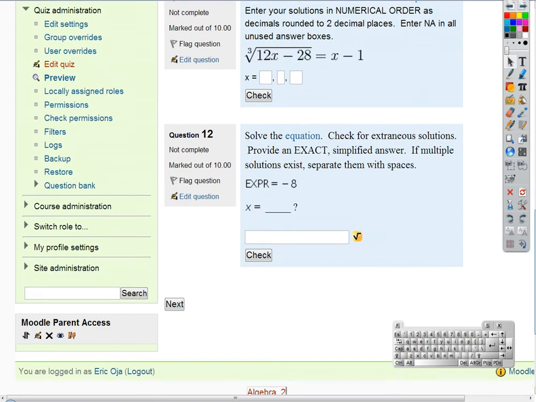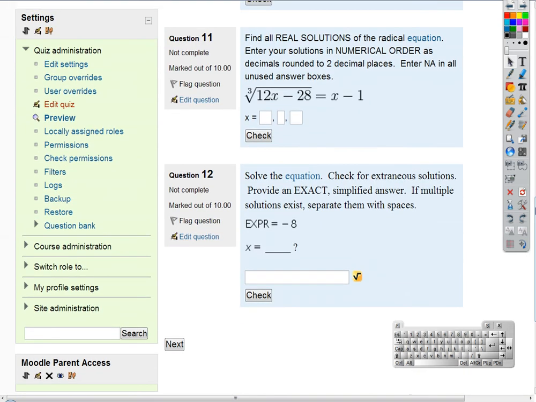Okay, last two problems. Oh, that one didn't work. Okay, well, I'll throw that one off. How about? Okay, so here's the one I want you to do anyway.